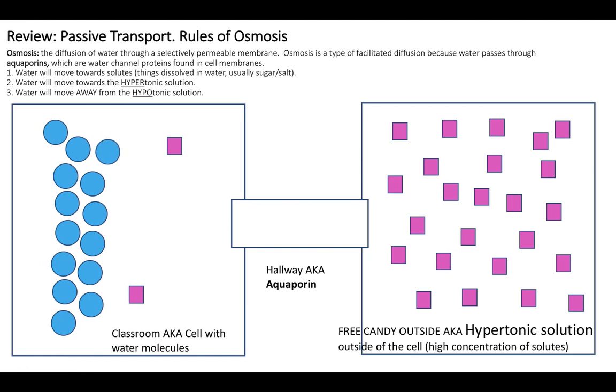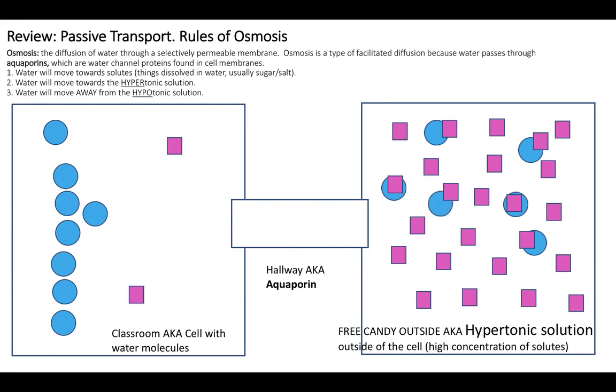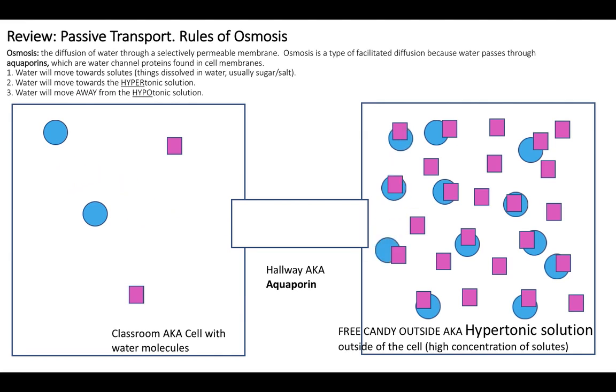So they're all going to start leaving my classroom, going into the hallway. They're going to find their candy. They're going to bond to it. And they leave really fast. Oh, and there's my one student left. My one student bonded to that one candy. All my other students left towards the hypertonic solution, or the higher concentration of solutes.